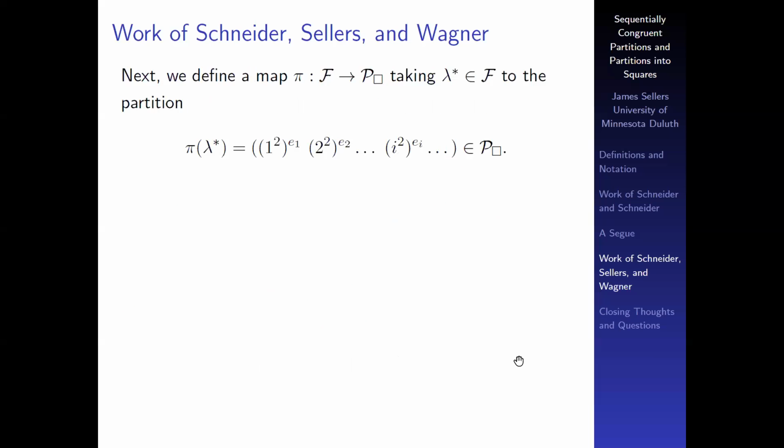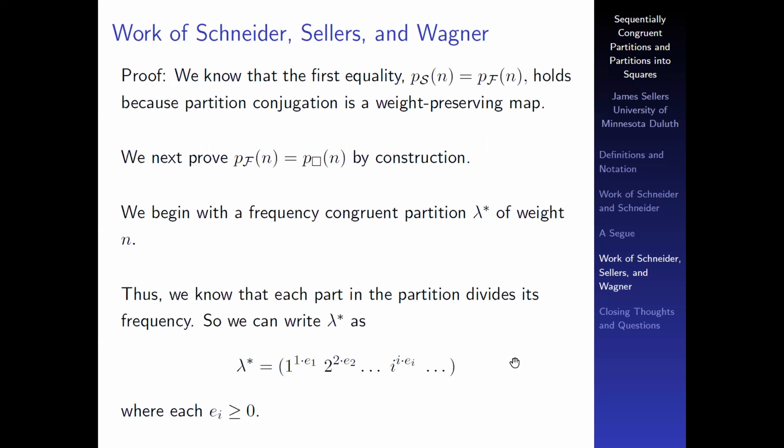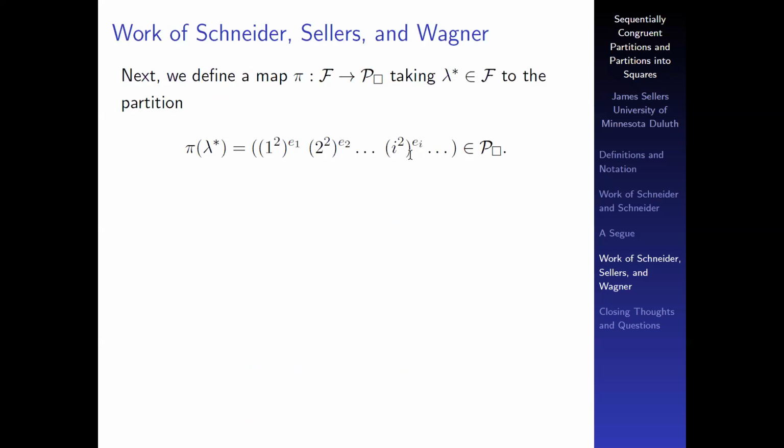And now what I want to do is just understand what I'm going to do. Well, what I'm going to do is replace each part of the form i superscript i times e sub i with i squared superscript e sub i. Now, clearly, this partition is a partition into squares. So there's no question that I've mapped to the right set. The only question is: is this new thing on the screen a partition of weight n?